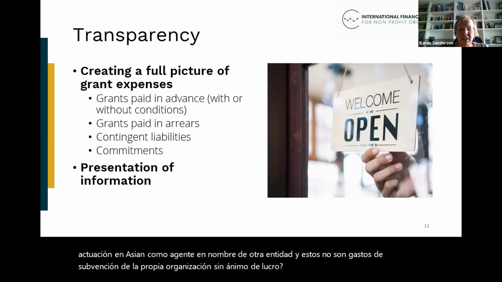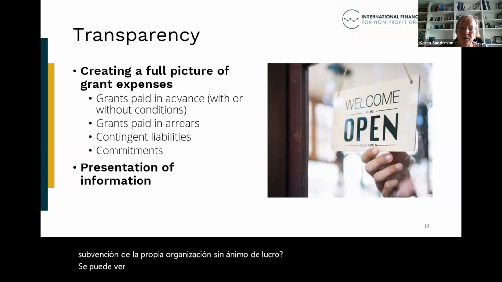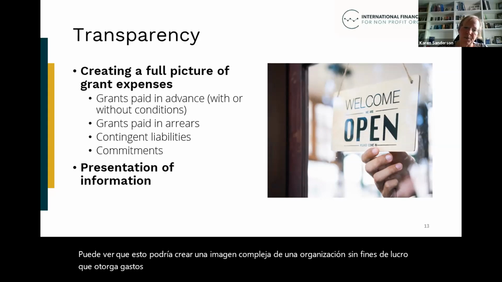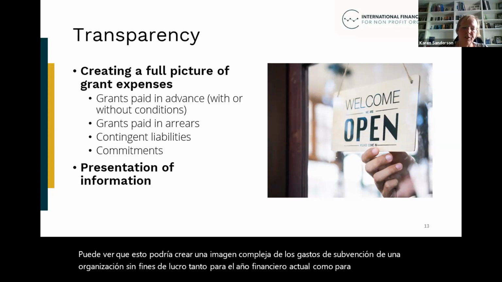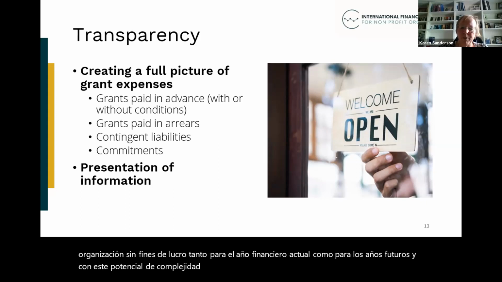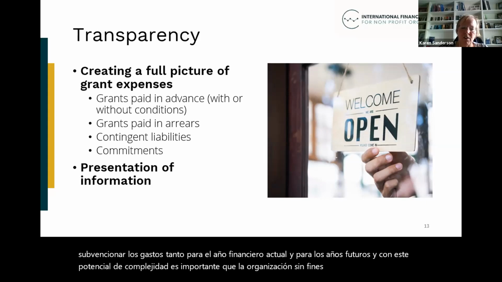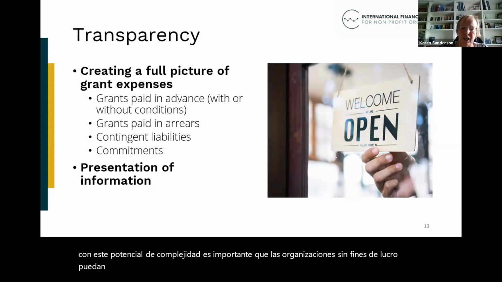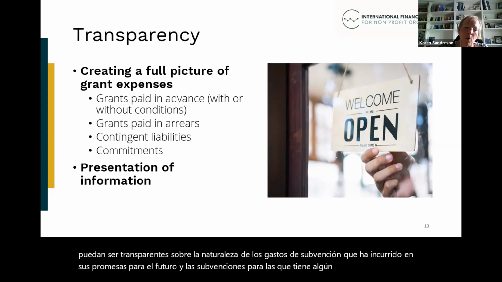You can see that this could create a complex picture of a non-profit organisation's grant expenses, both for the current financial year and for future years. And with this potential for complexity, it's important that non-profit organisations can be transparent about the nature of the grant expenses that it has incurred, its promises for the future, and the grants for which it has some kind of fiduciary capacity because it's administering them on behalf of another entity.